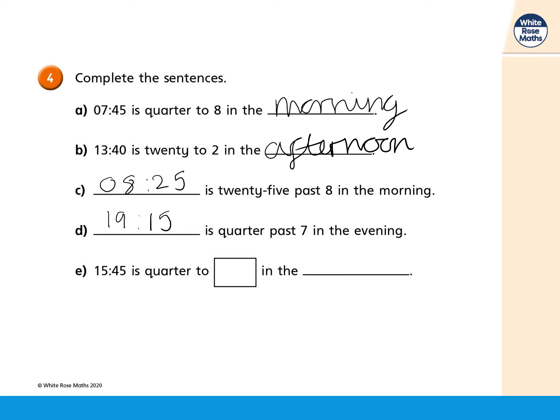15:45 is a quarter to something in the something. So 15:45 is the same as 3:45. The next hour after 3 will be 4. So it is a quarter to 4 in the, now 15 is after 12 noon. So it's a quarter to 4 in the afternoon.